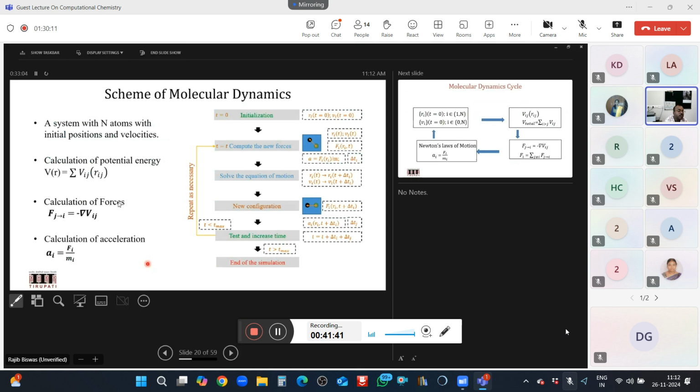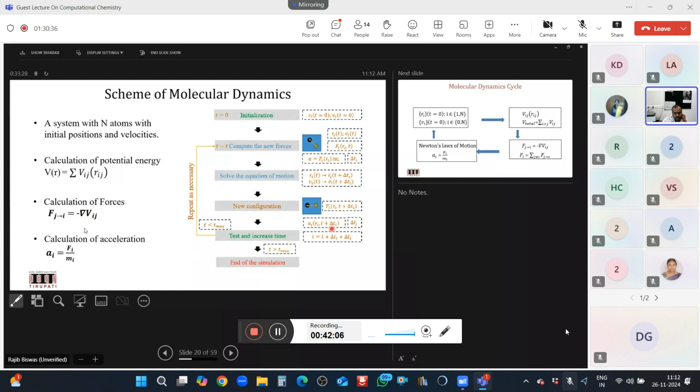So I have to initialize that, and then we calculate, for that particular set of coordinate points, what will be the potential energy. From the potential energy we get the force, which is F equals minus the negative gradient of our potential energy, and from the force we get accelerations, and if we integrate that you will get velocities, and from the velocities you will get new configurations.